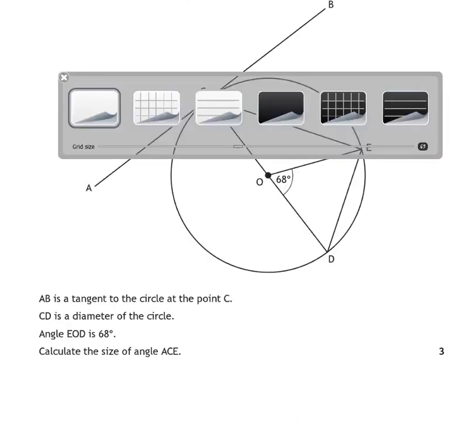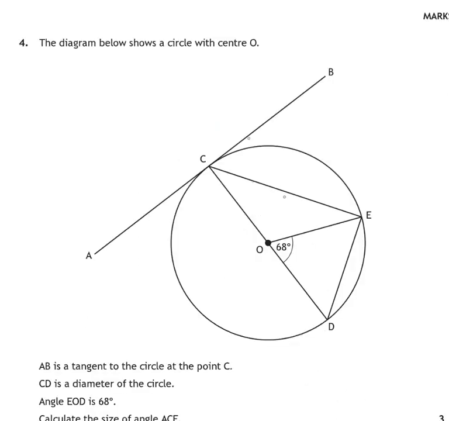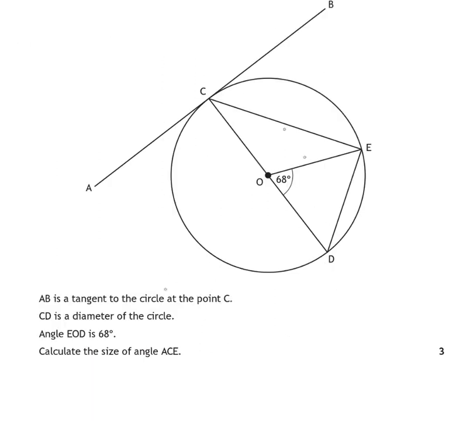Okay, question 4. The diagram below shows a circle with center O. AB is tangent to the circle at point C. CD is the diameter of the circle. Angle EOD is 68 degrees. Calculate the size of angle ACE. So angle ACE is this angle over here, and we're trying to find the size of that angle.